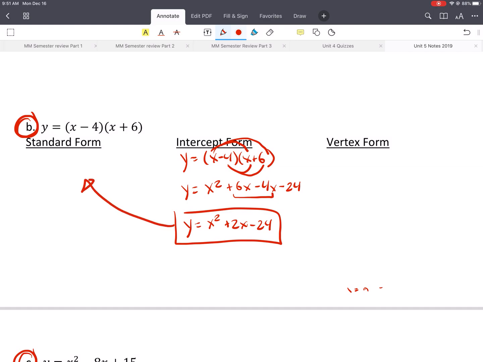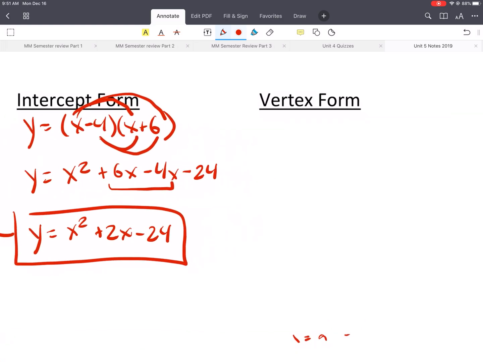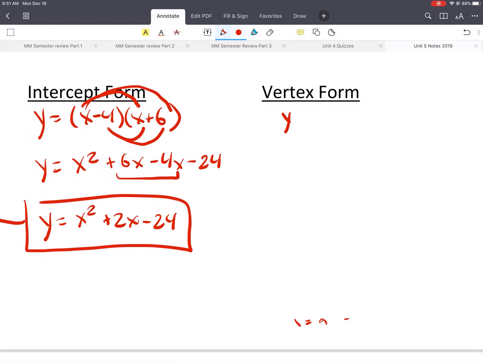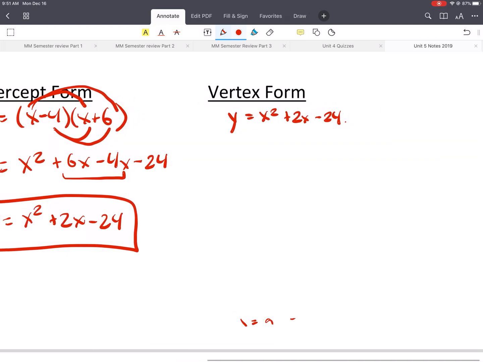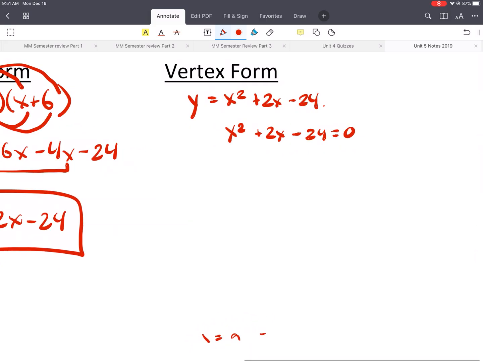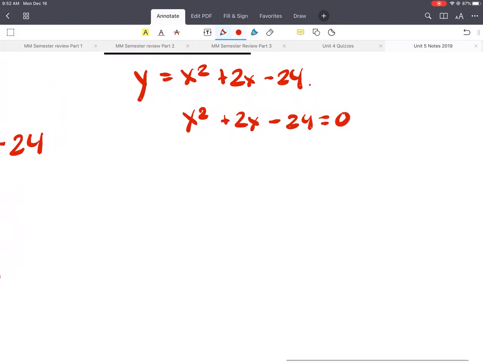Now we want to switch it from standard form to vertex form. So I'm just going to rewrite this here. To keep it the same as how we did it before, when we were solving, we would set that equal to 0, so x squared plus 2x minus 24 equals 0. And then we solved. But we're not going to solve all the way. I'll show you where to stop. We're going to do the same steps. In unit 4, we would add 24 to both sides, which would leave a spot to complete the square.